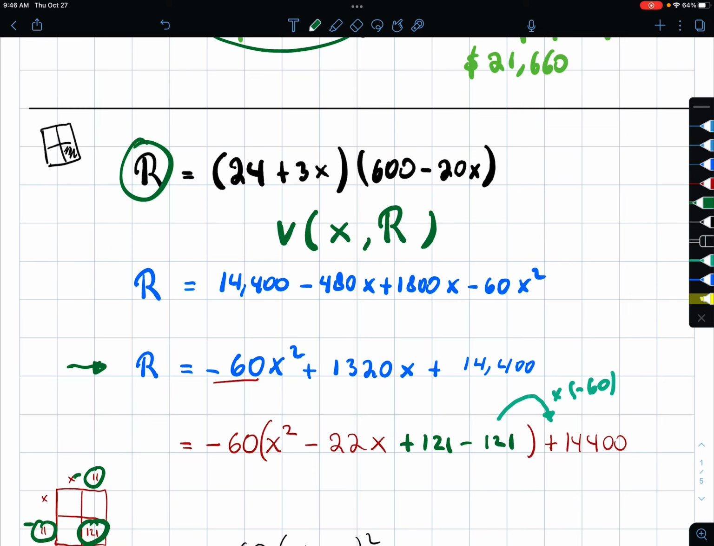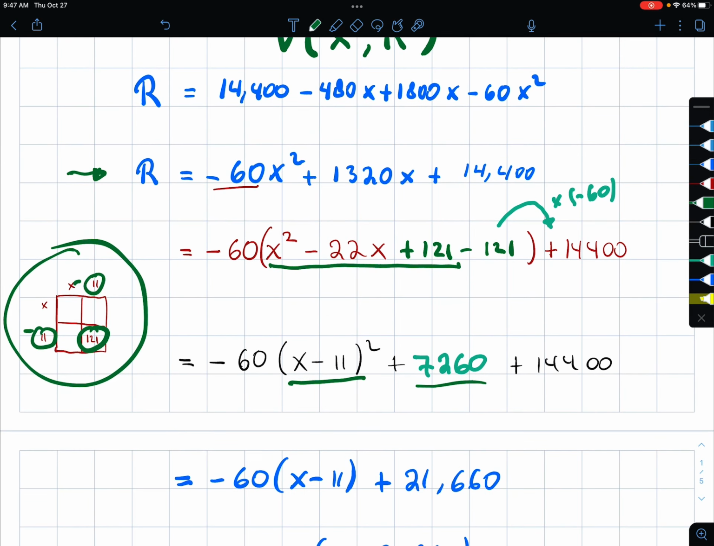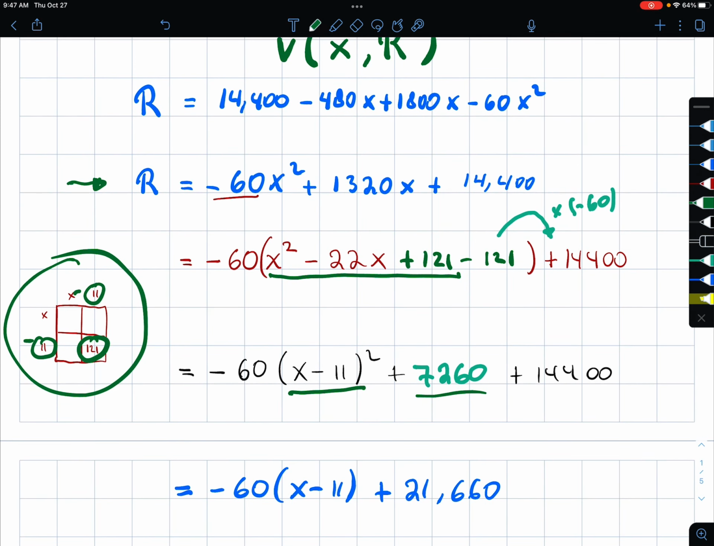Got it. So I know that these three guys right here will make this x minus 11 squared, because that's this square right here. And the minus 121 multiplied by minus 60 gives us the 7260. And I still need to add the 14,400 that was at the end. When I add it together, guess what? You wouldn't be surprised that I'm missing a squared here. Minus 60, x minus 11 squared plus 21,660.